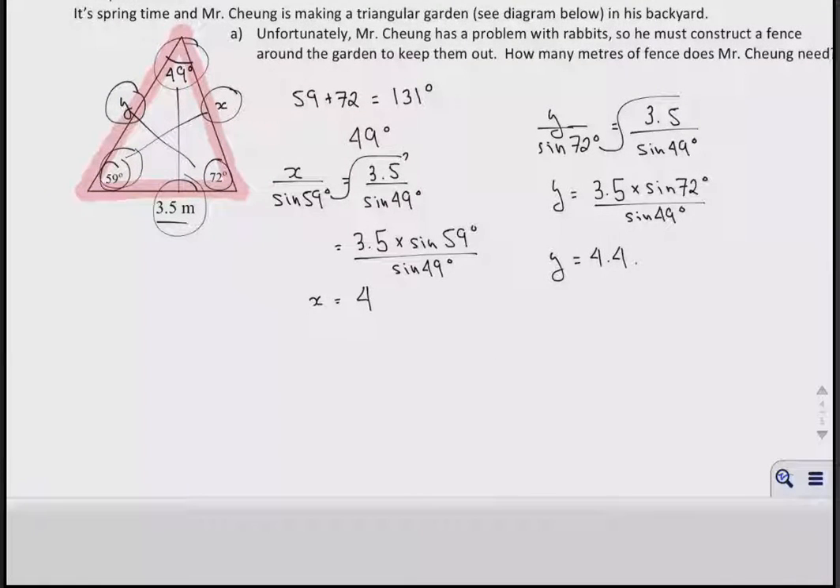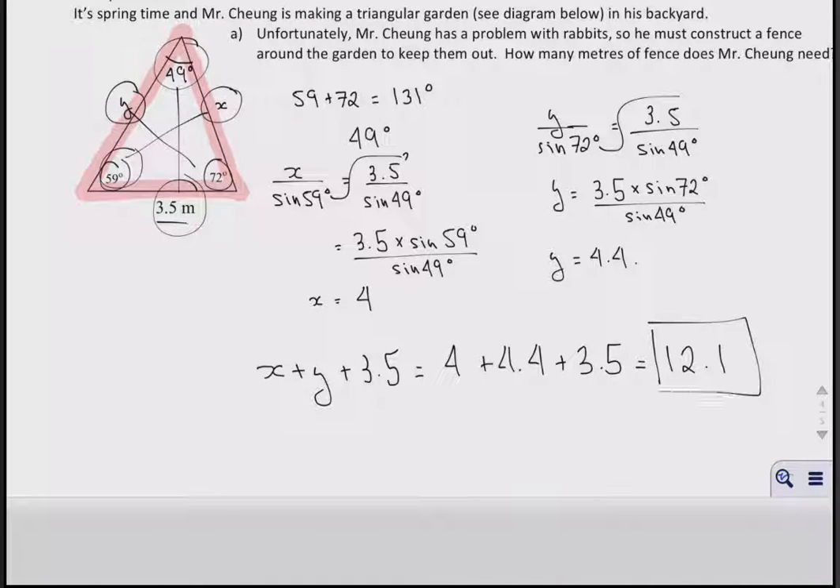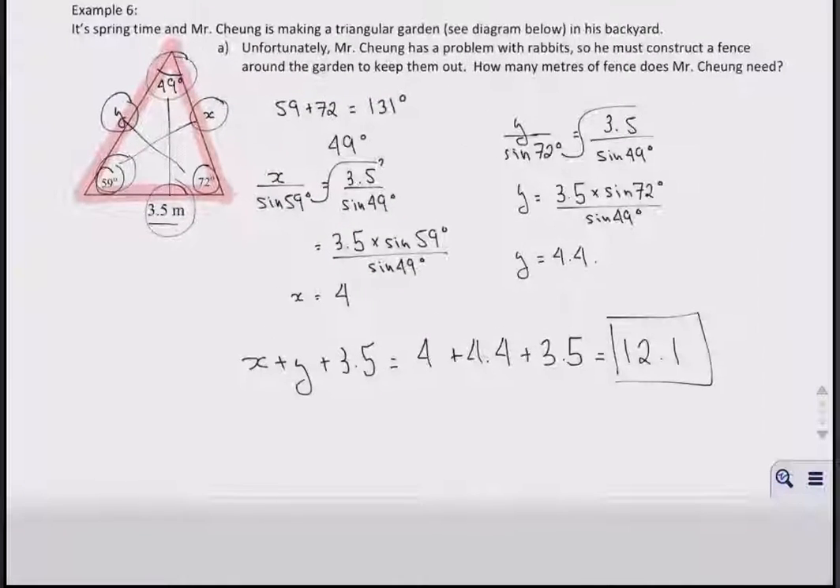And if I add up all the sides now, I get my perimeter. x plus y plus 3.5 equals 4 plus 4.4 plus 3.5. What does that give me? 12.1. Again, if you try this on your own, your answer might be slightly off, but that's okay. As long as you're within about half a unit.